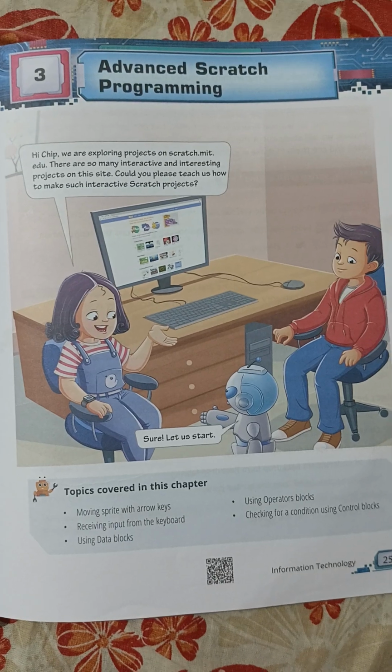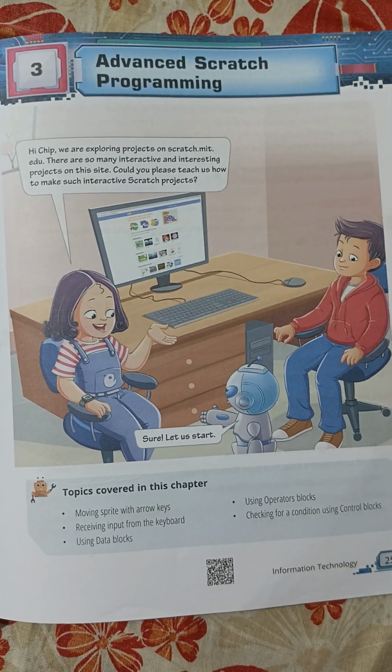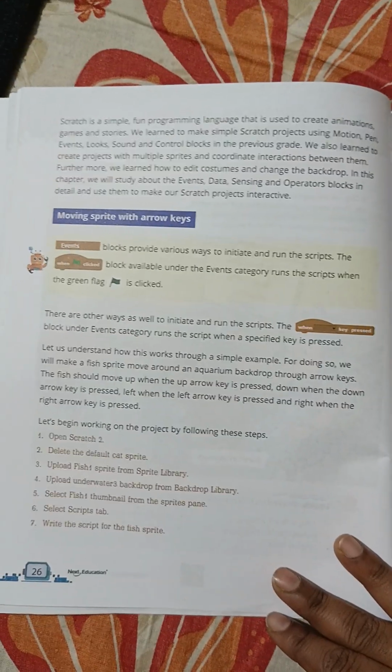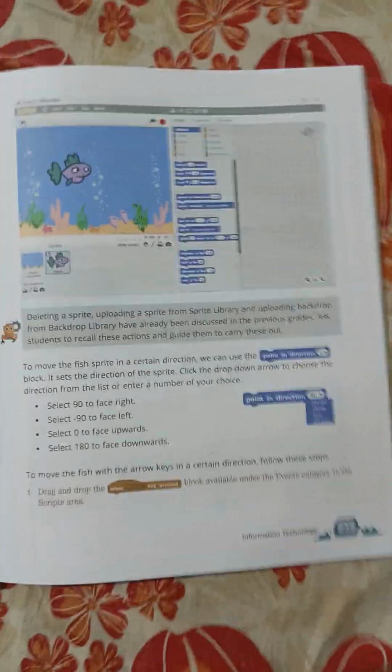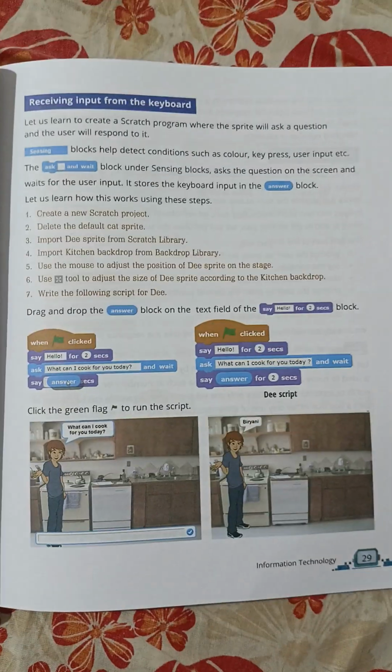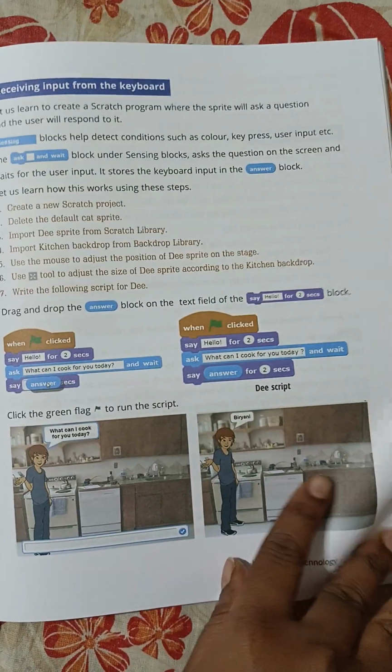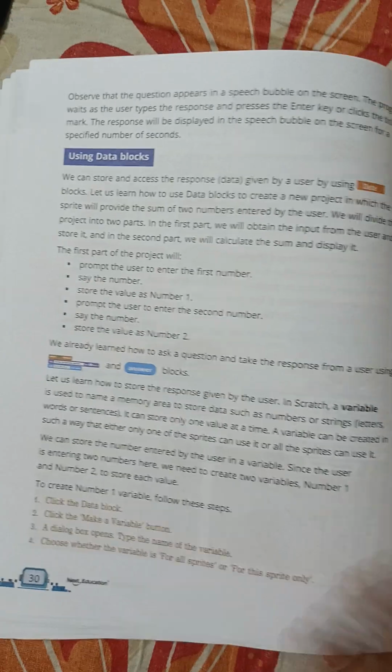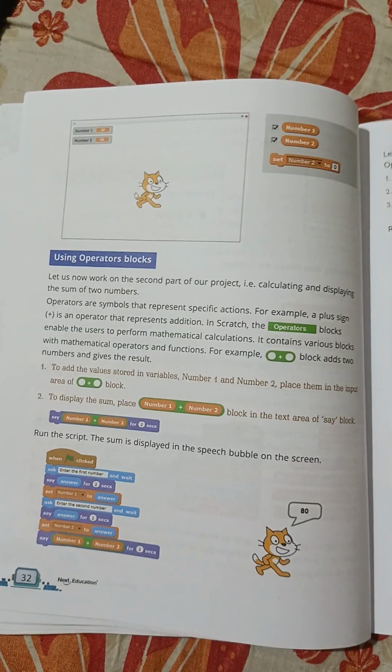Coming to chapter 3, that is advanced Scratch programming. What exactly is Scratch? Scratch is a block-based programming language used for animations, arts, cartoons and gaming. These are the basic blocks. We have so many blocks like pen block, sensing block, motion block, event block, etc. Each block has different functionalities. In depth, you can study each and every block in detail when you are learning this chapter.